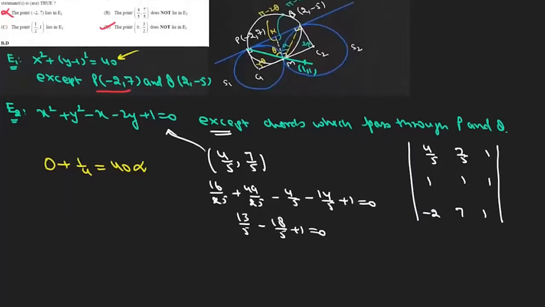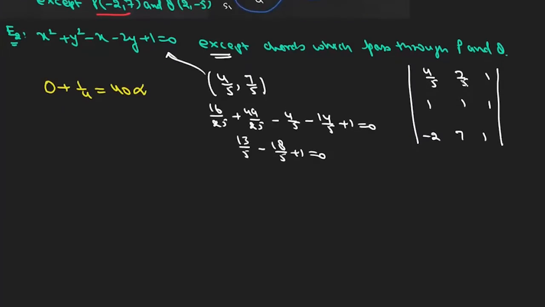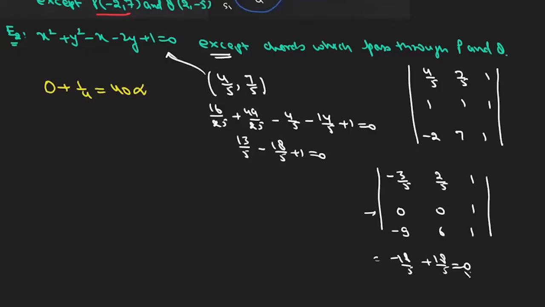So we'll solve this determinant. What we'll do is take C1 minus C2 and C2 minus C3. Now 4/5 minus 7/5 is minus 3/5, and 7/5 minus 1 is 2/5. This is 1, this is 0, 0, 1, and this is minus 9, 6, and 1. Now if we expand it along the second row, we'll get minus 18/5 plus 18/5, and it is equal to 0. That means these three points, (4/5, 7/5), (1, 1), and P, are collinear.